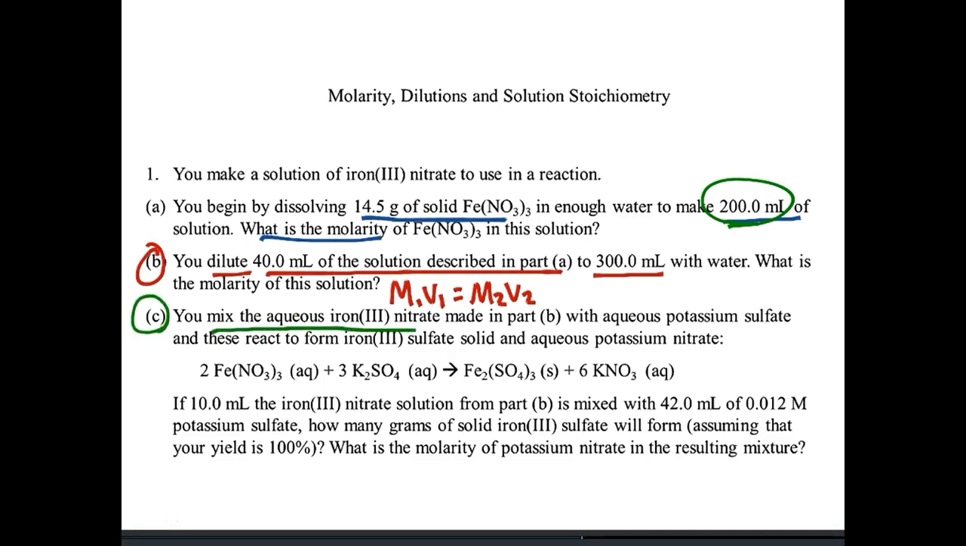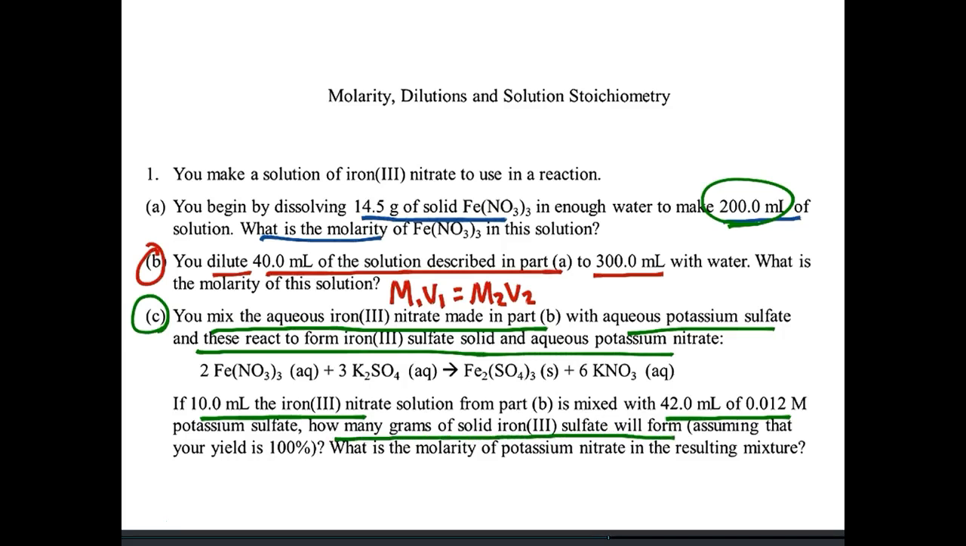You mix the aqueous iron 3 nitrate made in part B with aqueous potassium sulfate. These react to form iron 3 sulfate and aqueous potassium nitrate. If 10 milliliters of the iron 3 nitrate solution from part B is mixed with 42 milliliters of potassium sulfate, how many grams of solid iron 3 sulfate will form, assuming that the yield is 100%? Now, this is what we call a solution stoichiometry problem.